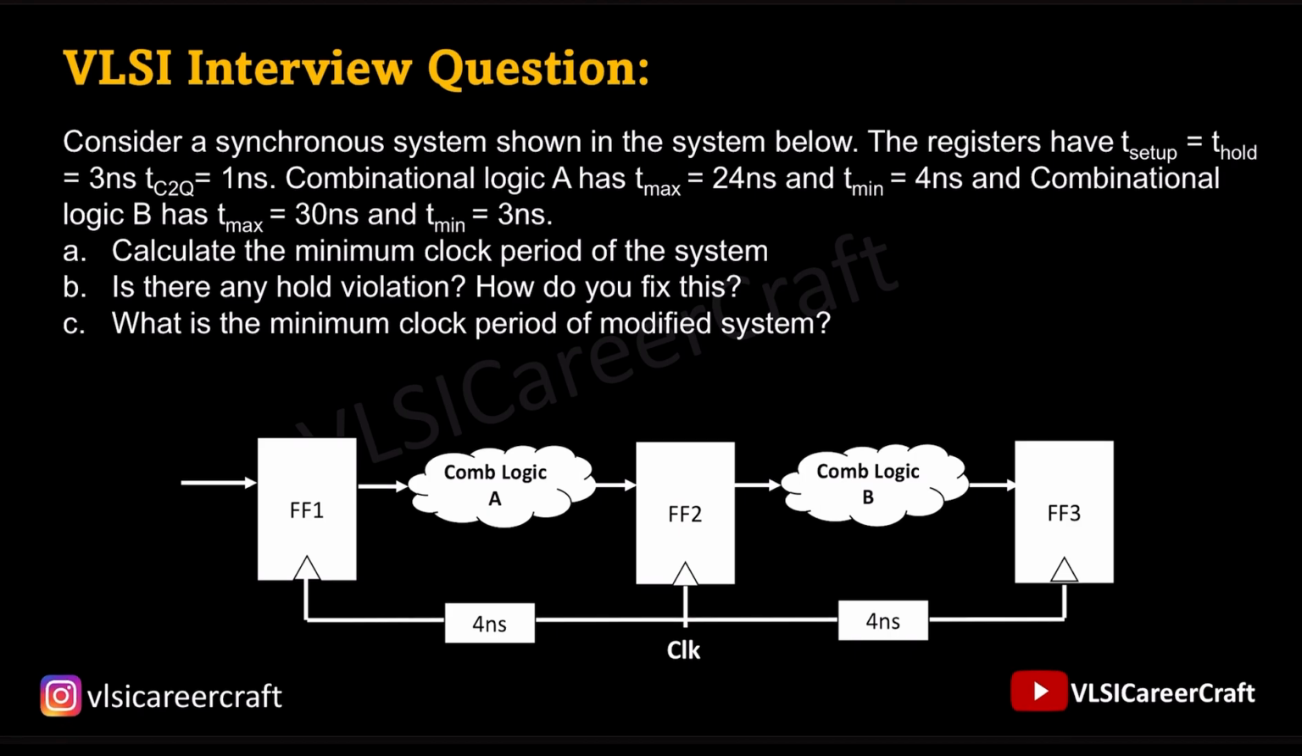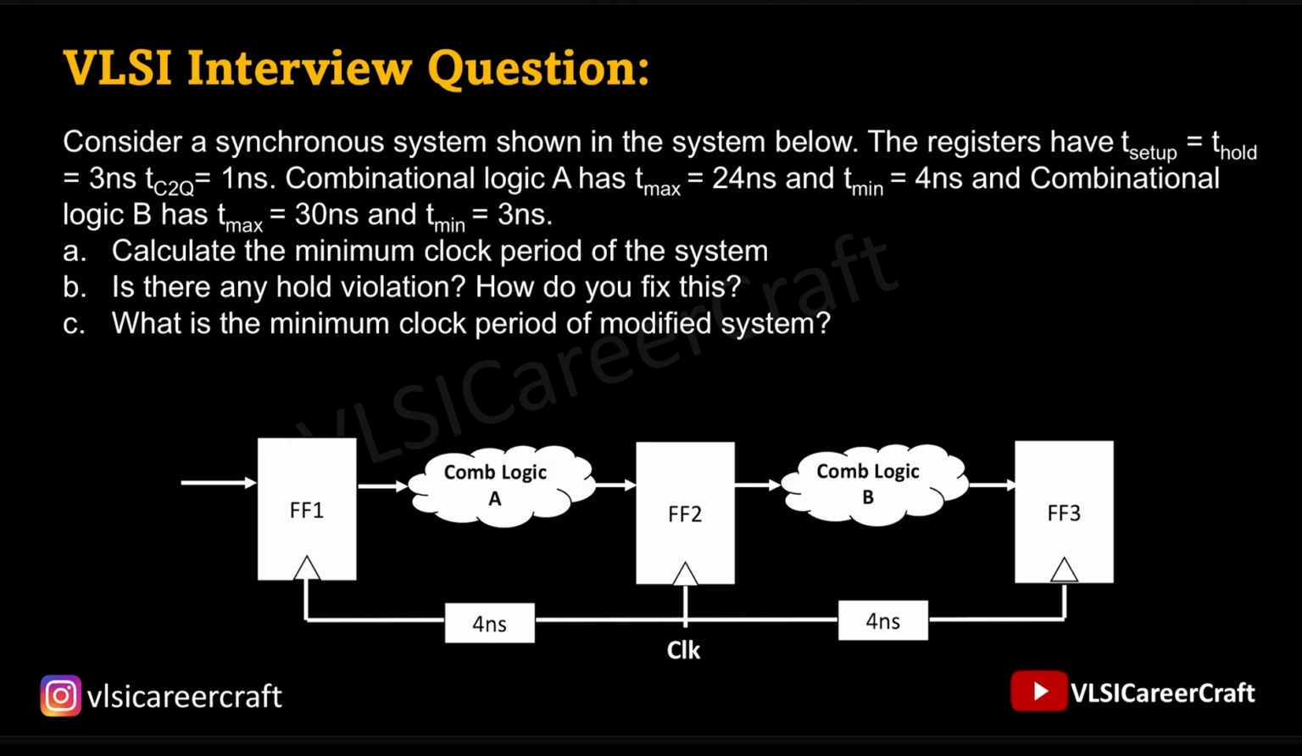In this question, it is given that a synchronous system has three registers, and the setup, hold and clock to queue delays are given. There are two combinational logics whose maximum and minimum delays are also given. In the first part, we were asked to calculate the minimum clock period of the system. Then we were asked to check if there is any hold violation and how to fix it. The third part is about calculating the minimum clock period of the modified system after fixing the hold violation.